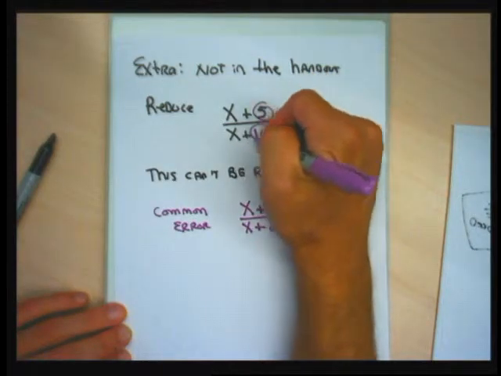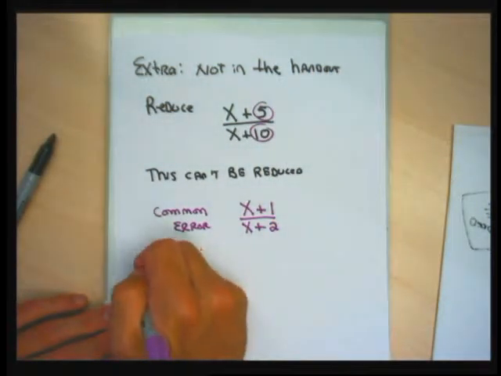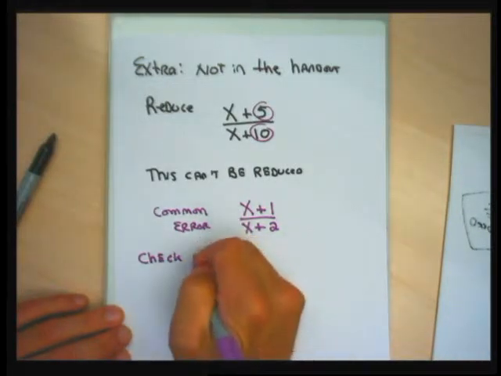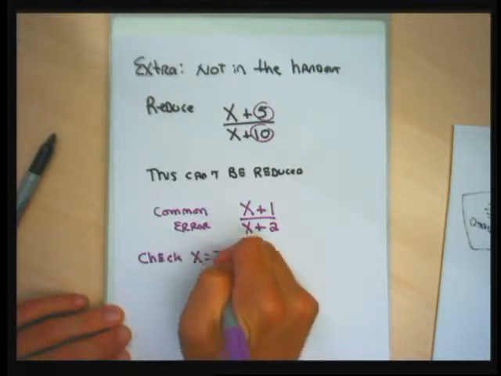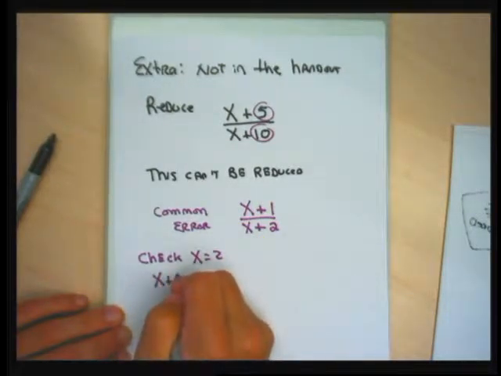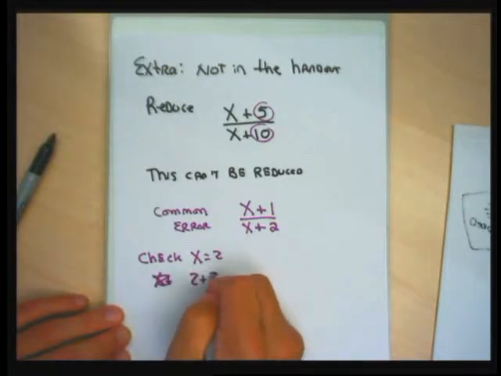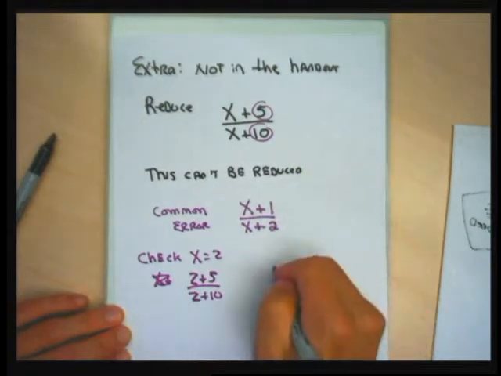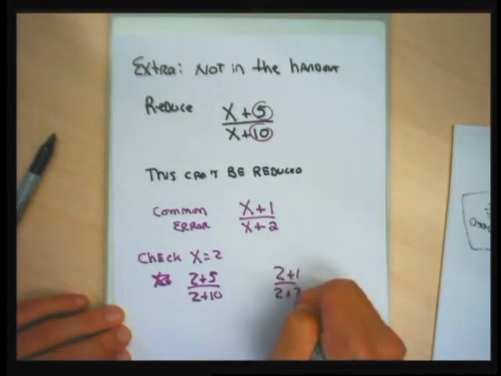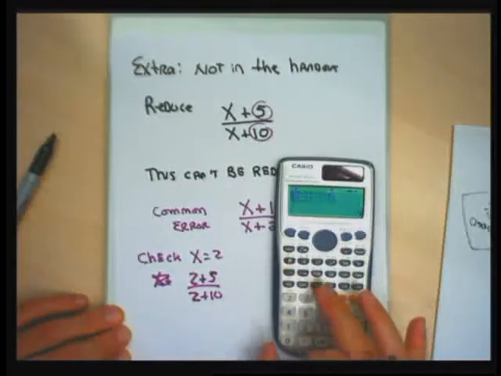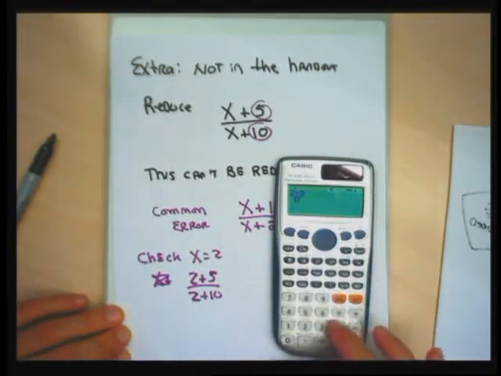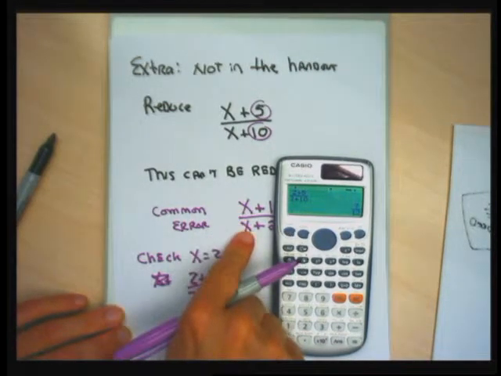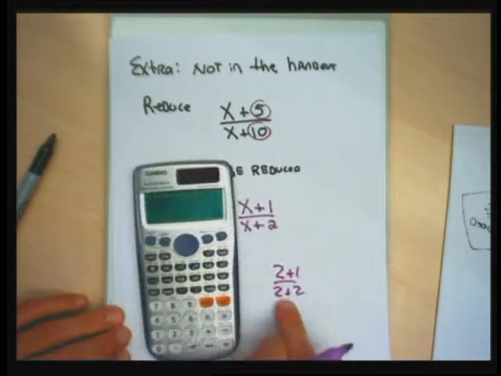So if you reduce this, now to check to see if that's right, I should be able to take any number for x. I like doing 2 generally, so let me do 2, plug it into the original problem, 2 plus 5 over 2 plus 10, and into my wrong answer, 2 plus 1 over 2 plus 2, and do these both on my calculator. First fraction, 2 plus 5 over 2 plus 10, reduces to 7/12. For this answer, x plus 1 over x plus 2, to be correct, this would also have to be 7/12.